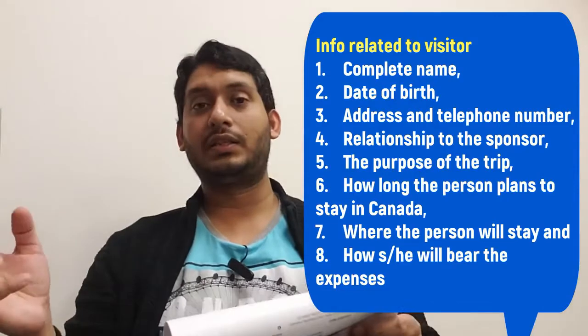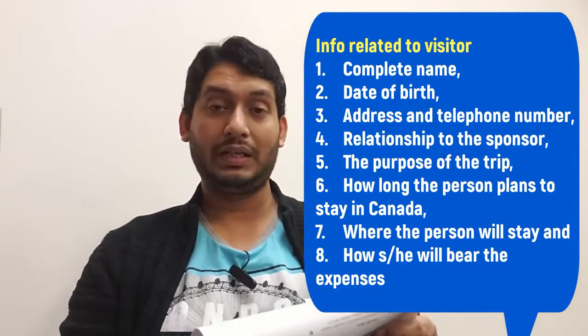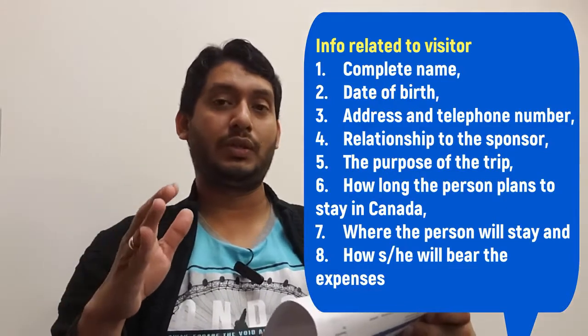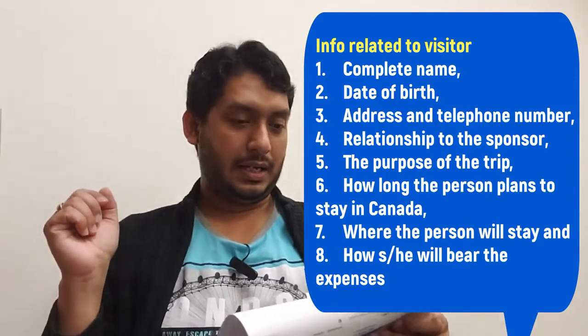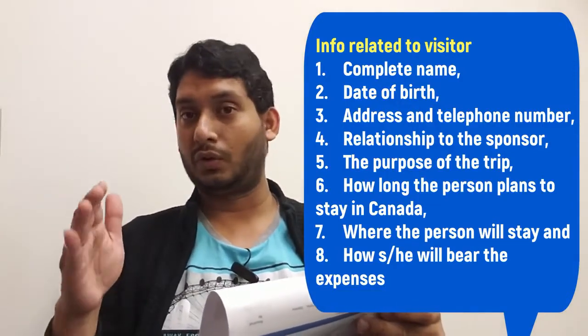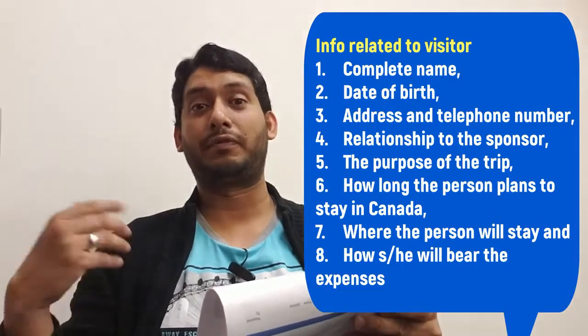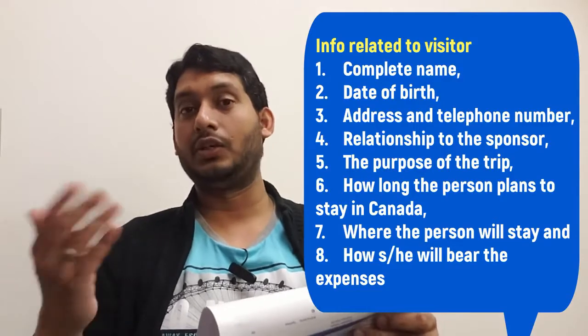Then how long is the visitor going to stay? Let's say 6 months, 3 months, 1 year, whatever it is. So you should mention the timeline and possibly with the date, if it is possible. Then where the person will stay. Is it your house, or is he or she going to take a different house or hotel, something like that? Most likely this should be your house, but still you need to mention it.